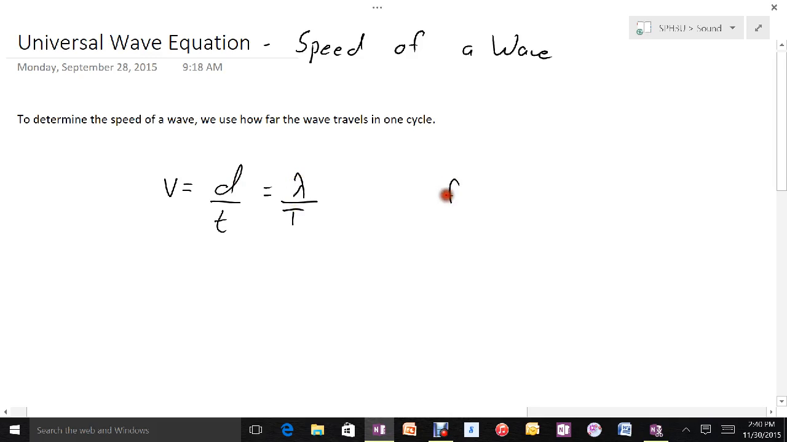Now, frequency is the inverse of period, so more commonly this equation is written as the velocity is equal to the frequency times the wavelength, where we use the inverse relationship to get everybody up onto the top of the equation. This equation is the universal wave equation.